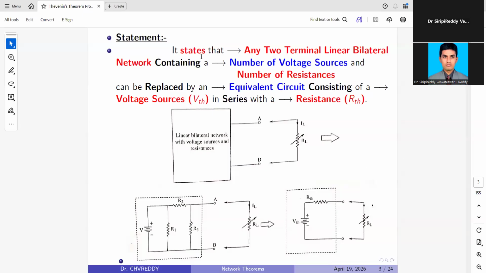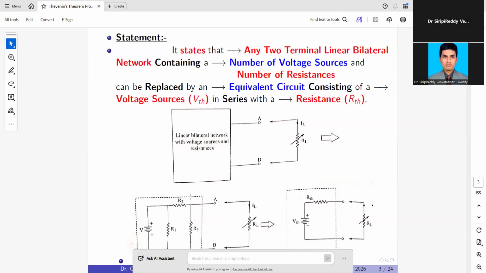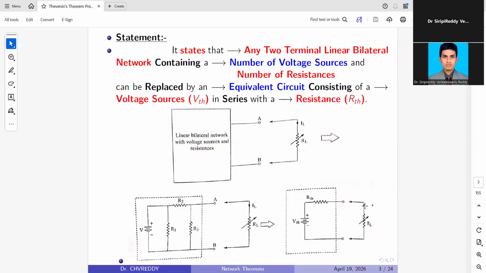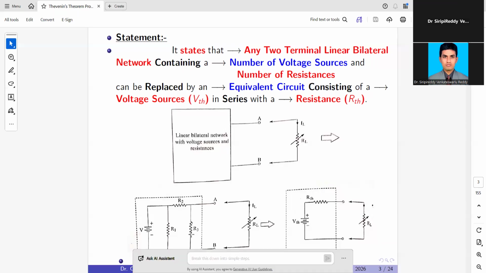It states that any two-terminal linear bilateral network. From the figure, if you observe, this is a linear bilateral network. It has two terminals, one is the A, another one is the B terminal. We have one load resistance. This linear bilateral network contains a number of voltage sources and number of resistors, which is represented by the dotted lines. In that linear bilateral network, a number of voltage sources and a number of resistors are there.